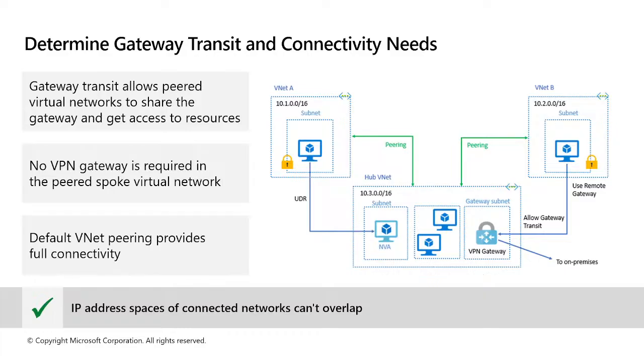No VPN gateway is required for paired spoke network. Yes, like I said, and that was why I never checked that option of gateway, because by default they are going to be able to connect. Default VNet peering provides full connectivity. Yes, full connectivity regardless of where they are.